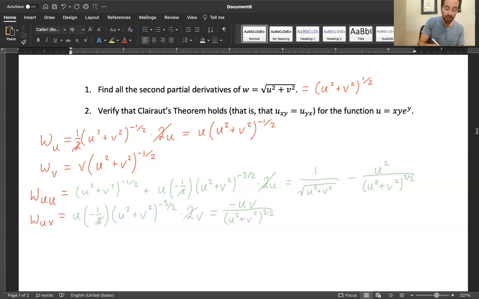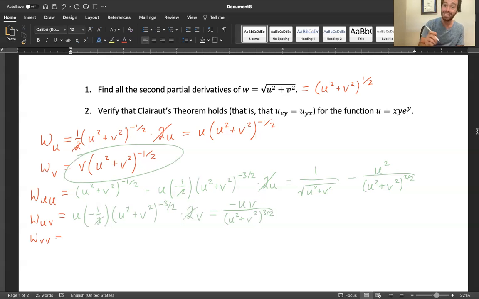Let me get the next one. I'll get WVV. WVV is going to be that I now focus on this as the original, and I'm going to differentiate it one more time with respect to V.